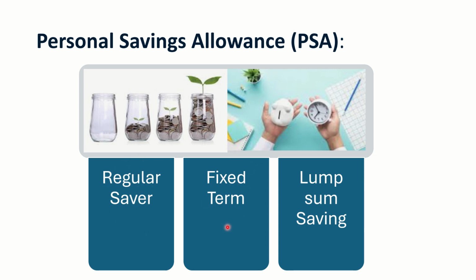The other one is fixed term. Again, fixed term means that you are locking your money for a particular amount of time, either 1 year, 2 years, 18 months, or whatever the time would be. And based on that, you will get a higher interest rate in that.